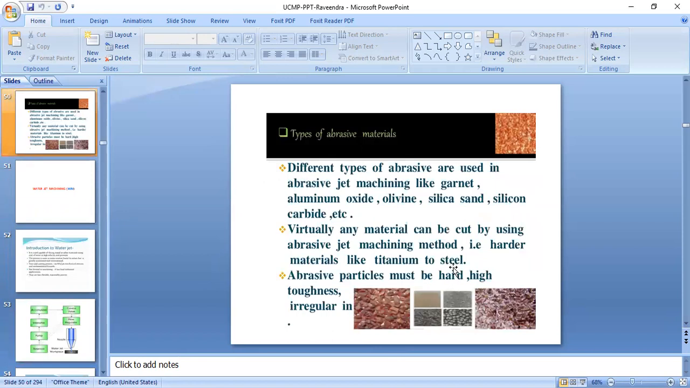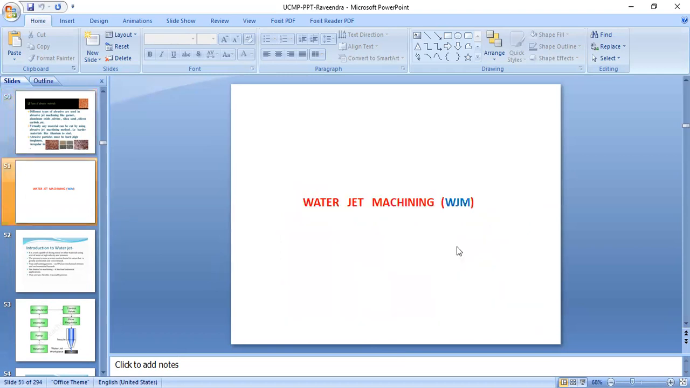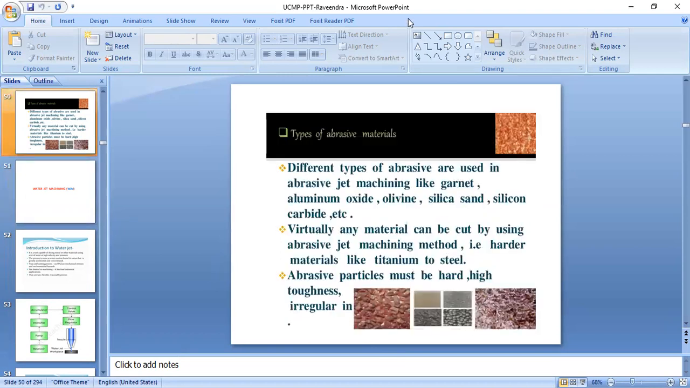Different types of abrasives used in abrasive machining are garnet, aluminum oxide, silica sand, silicon carbide, etc. Virtually any material can be cut using the abrasive machining method, from harder metals like titanium to steel. Abrasive particles must be hard, tough, and irregular in shape. This is about abrasive jet machining.